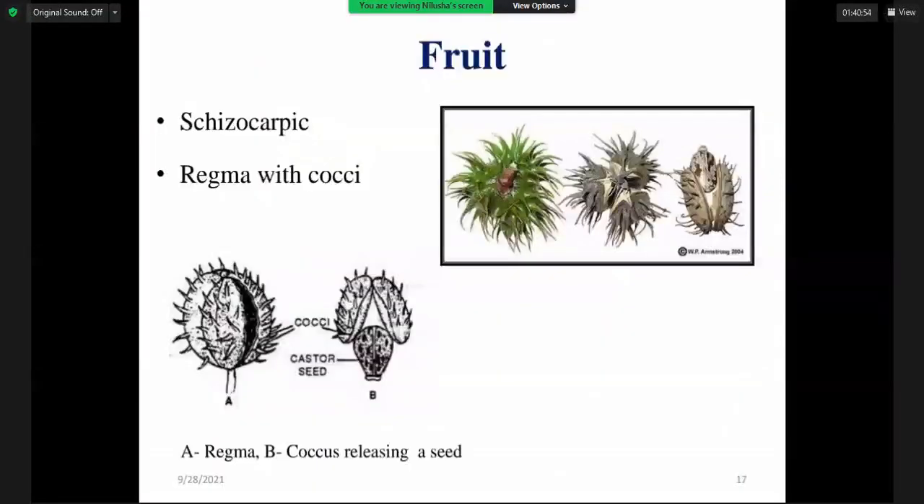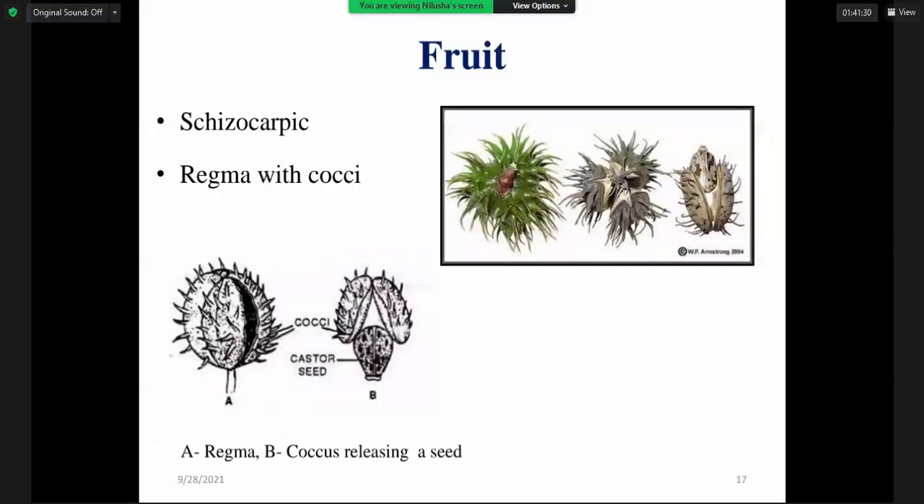Next, we are going to see the fruit of the Euphorbiaceae family. This fruit also has a schizocarpic condition. That means that after drying or maturing, the fruit splits into several pieces, and each piece consists of a seed.